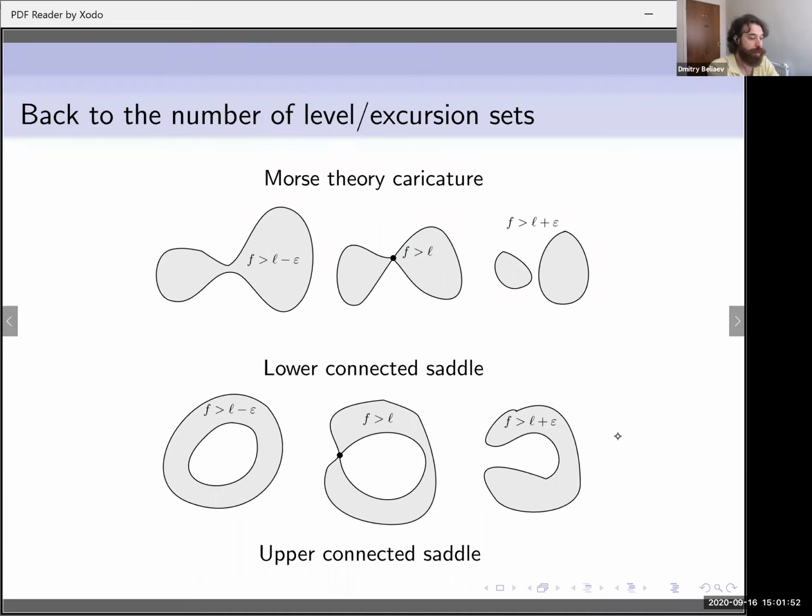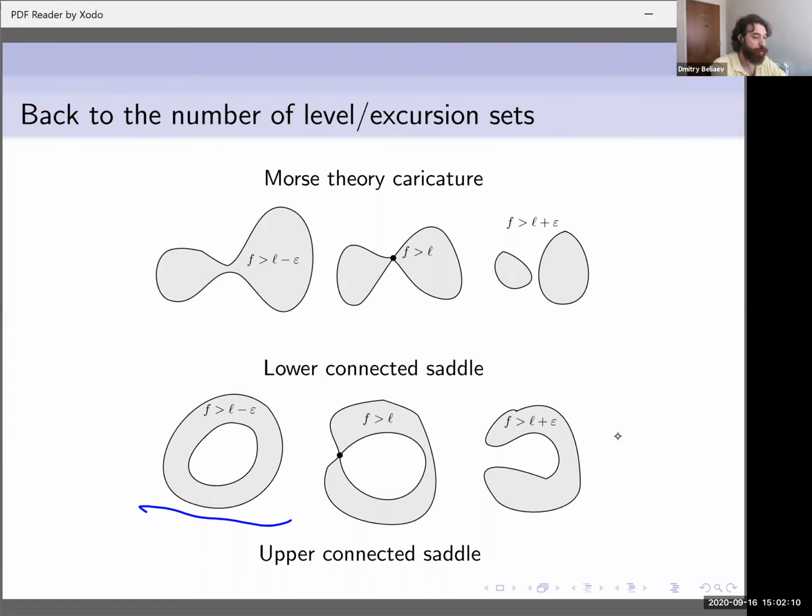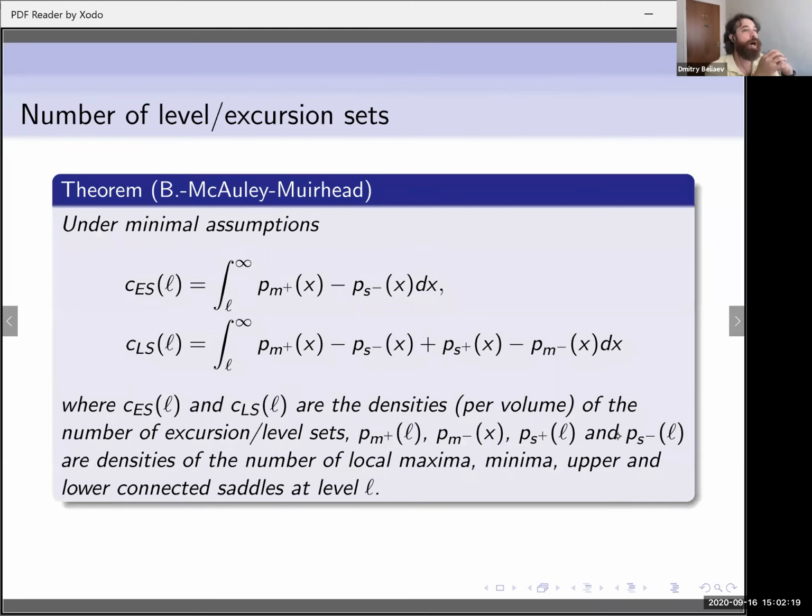In this case, the number of components, the number of excursion sets, does not change, but the number of level sets does change. Here we used to have two boundary components, and now we have only one. And using these types of arguments, we could prove the following theorem.